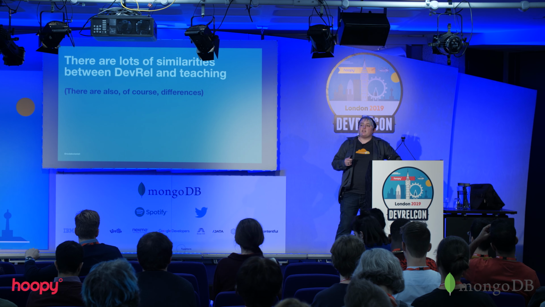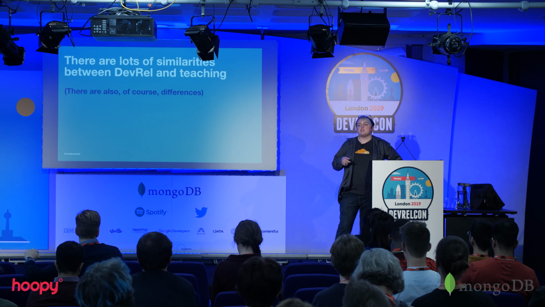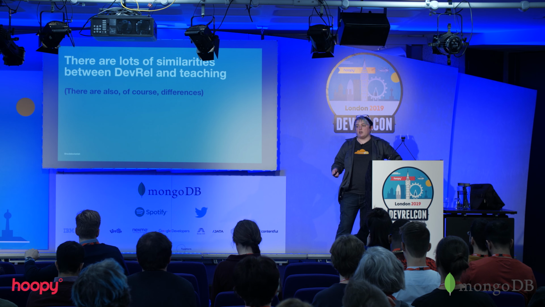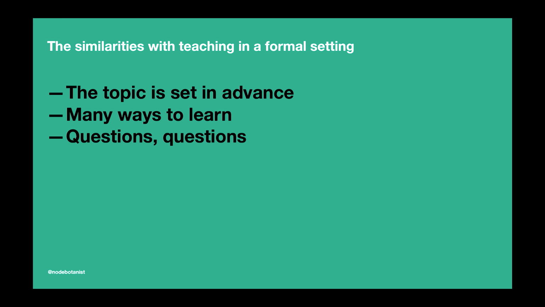And so I'm going to kind of talk about the similarities and differences and how we can leverage those in order to create content that really invites our users to learn more, not just about our product, but about the technology surrounding our product. So the similarities with teaching in a formal setting is that the topic is set in advance. When you set out to write a video script or write a blog post, you have a topic set in advance. You have an objective in mind. It's, for instance, if you're doing OAuth, you can say this is JWT's 101. You can set these topics in advance when you write a talk.